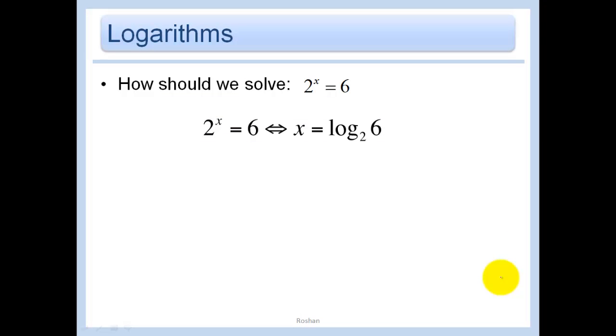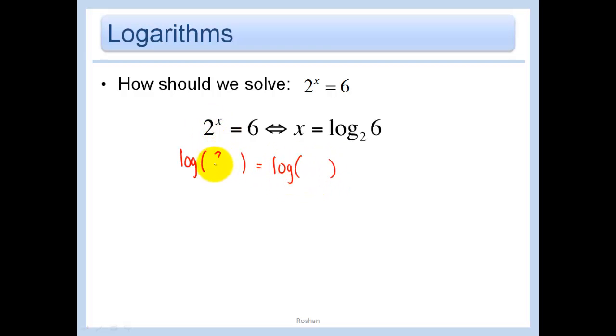Logarithms give us the answer to the question, how should we solve 2 to the x power equals 6? We learned about inverse functions in the previous chapter, and so we're going to apply that idea to learn about logarithms. And what logarithms do is they undo the exponential. So in order to undo 2 to the x power, we could take the logarithm of both sides of this equation.